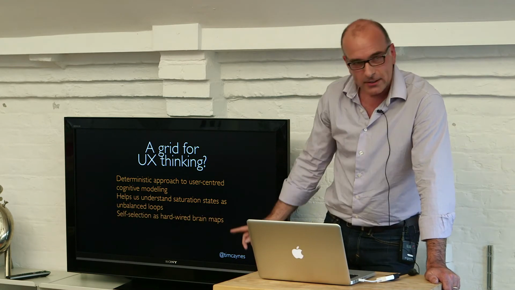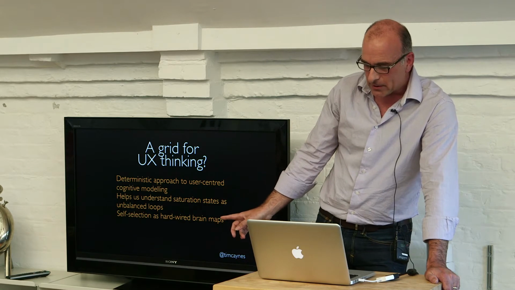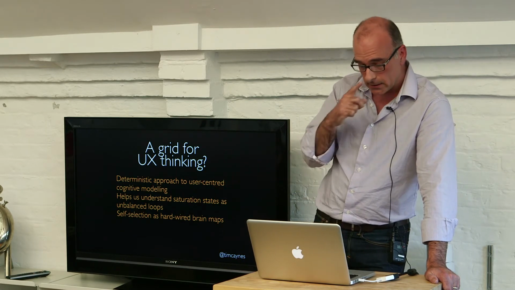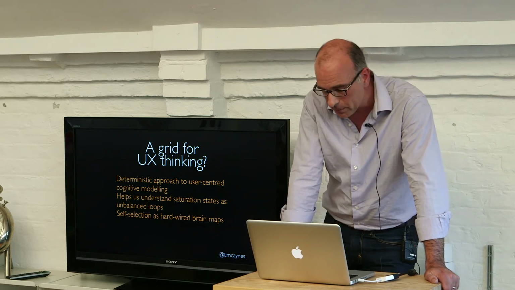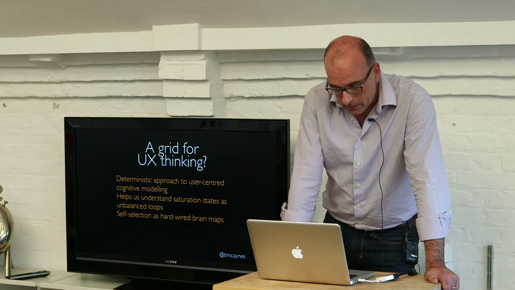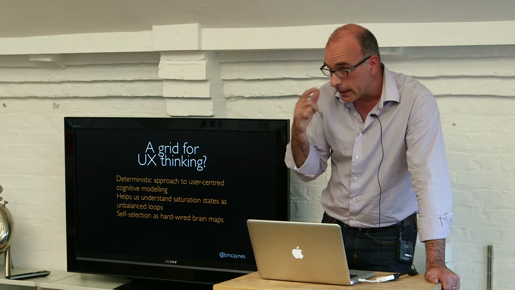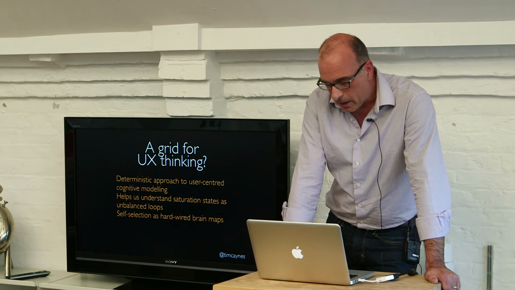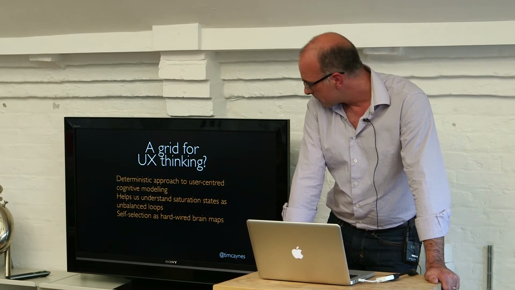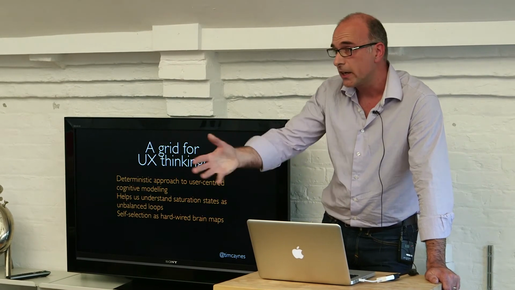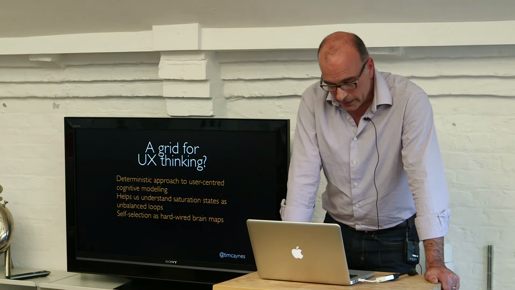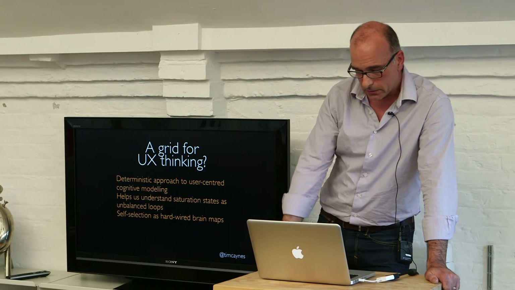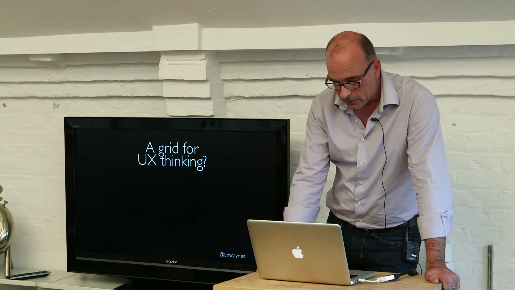Now, as you can see here, what that grid enables is much more of a deterministic approach to user-centered cognitive modeling. So what's really important there is that it helps us understand those saturation states that Blake first posited back in the 50s, and converts them to unbalanced loops, so we can do more iterative projections of UX methods. Particularly her interpretation of that self-selection model was a breakthrough moment for brain mapping.